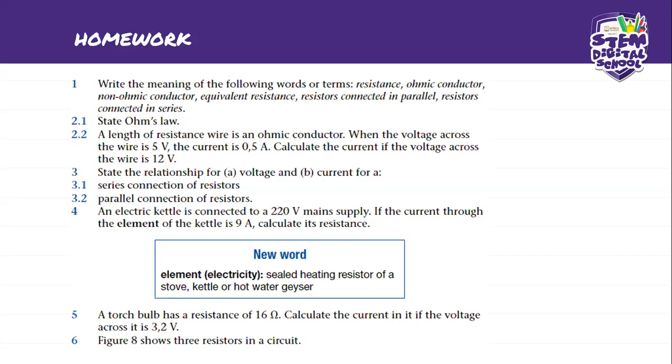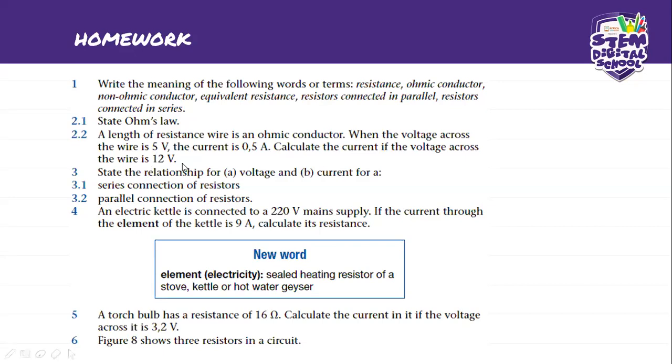Okay, so number 2.2, we move on. A length of a resistance wire is an ohmic conductor. When the voltage across the wire is 5 volts, the current is 0.5 amps. Calculate the current if the voltage across the wire is 12 volts.